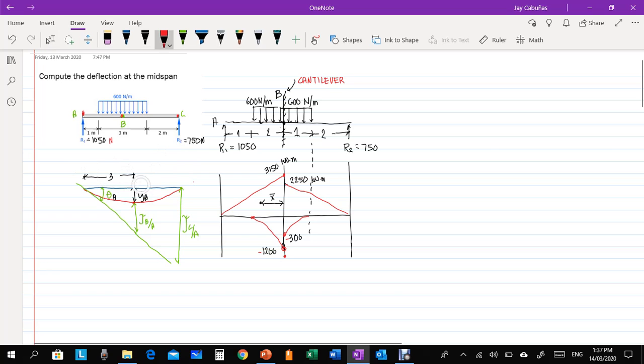Now, we have to compute YB, or again, what is this one? That is the deflection at the midspan. So how are you going to compute for the deflection? First, you need to compute the deviation of C relative to tangent line A. Where is tangent line A? Our tangent line A here is this one.